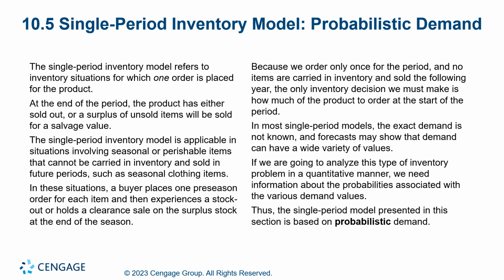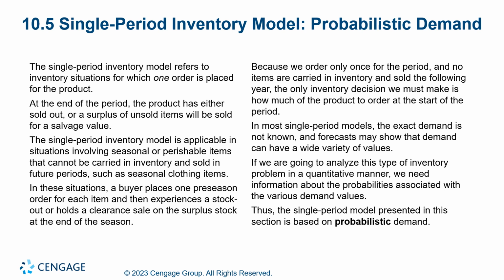Newspapers are another example of a product that is ordered one time and it is either sold or not sold during the single period. Although newspapers are ordered daily, they cannot be carried in inventory and sold in later periods, and therefore newspaper orders may be treated as a sequence of single period models. Each day is one period, separate from one another, and a single period inventory decision must be made every day for newspapers.